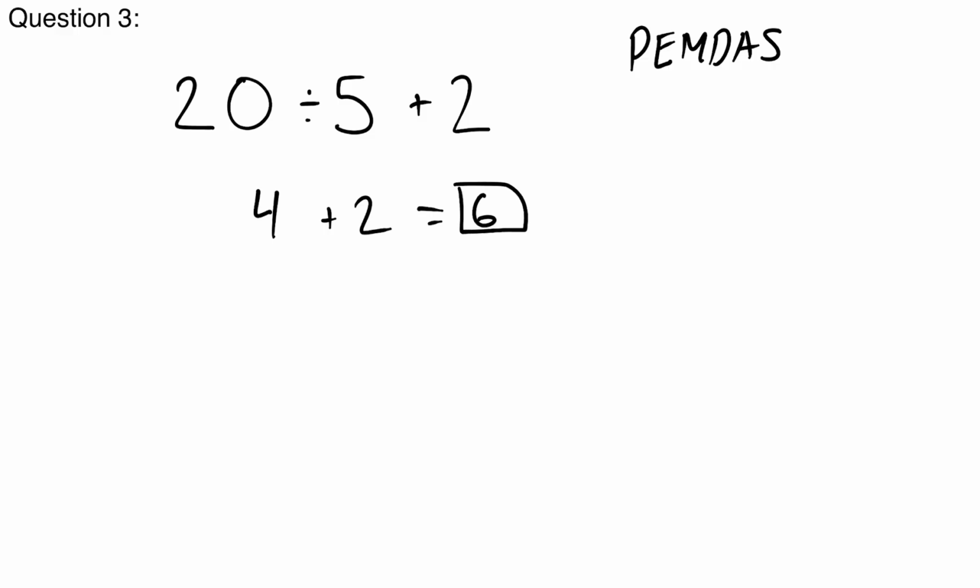A common mistake that students will make is that they'll just do every problem from left to right. You can't do that. You have to follow the PEMDAS order. And I want you to remember that multiplication and division, and addition and subtraction, they're both equal. So if you have a multiplication and a division expression, or an addition and a subtraction expression, the one you do first is the one that's furthest on the left.